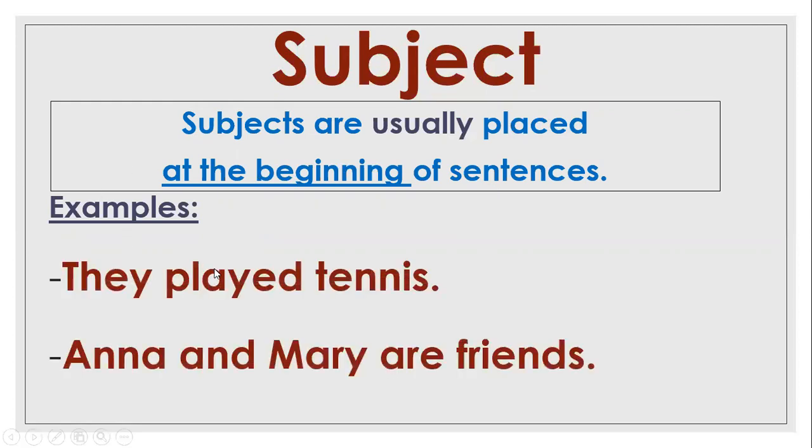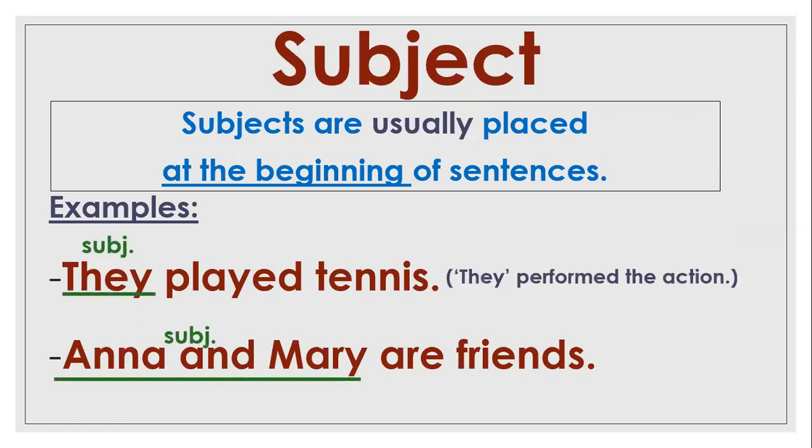Number 1. They played tennis. They is a pronoun that is placed at the beginning of the sentence, so it is the subject. Anna and Mary are friends. Anna and Mary are placed at the beginning of the sentence, so they are the subject.